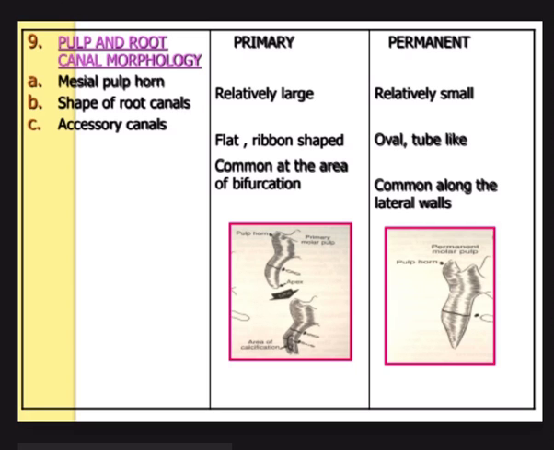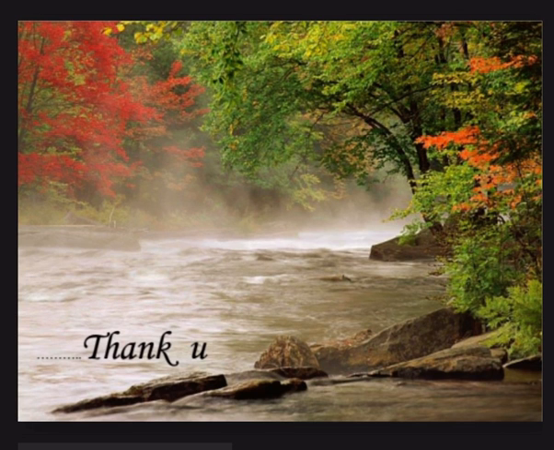And accessory canals: you get a lot of accessory canals in your bifurcation area. That's why it is called a furcal abscess at times, whereas in your permanent you will find a lot of accessory canals in your lateral walls. So this is what you have to keep in mind with regard to the morphology of your primary and permanent tooth. That brings us to the end of this lecture.